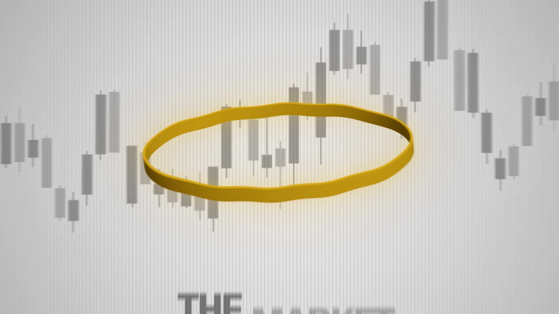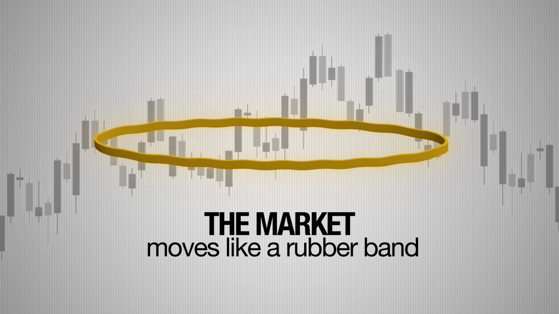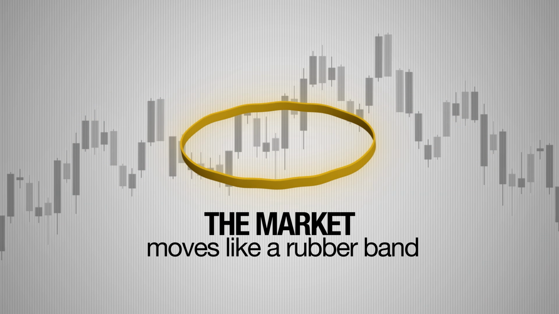Think about it like this. The market moves like a rubber band. Stretch it too far in one direction and it snaps back. The same thing happens when it is overextended, it has to correct itself. Here's how you spot a reversal before it happens. Massive price spikes with extreme volume. If something just ran up way too fast, way too soon, it's probably due for a pullback.